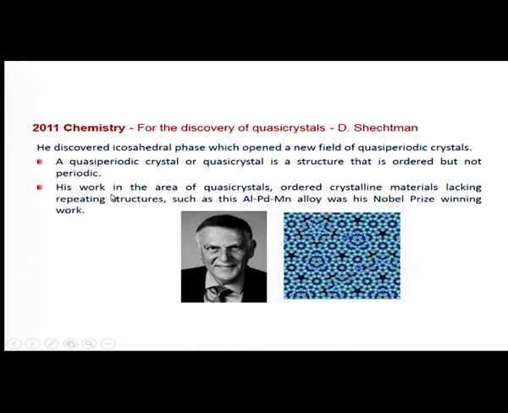His work in the area of quasicrystals, ordered crystalline materials lacking repeated structures, such as an aluminum, gadolinium, manganese alloy, was his Nobel Prize winning work.